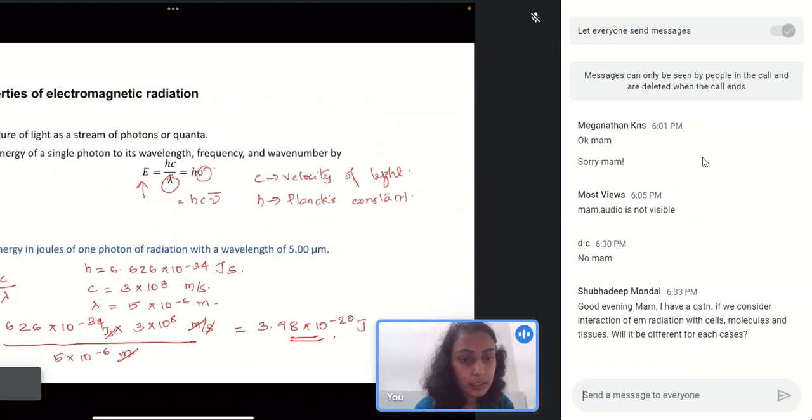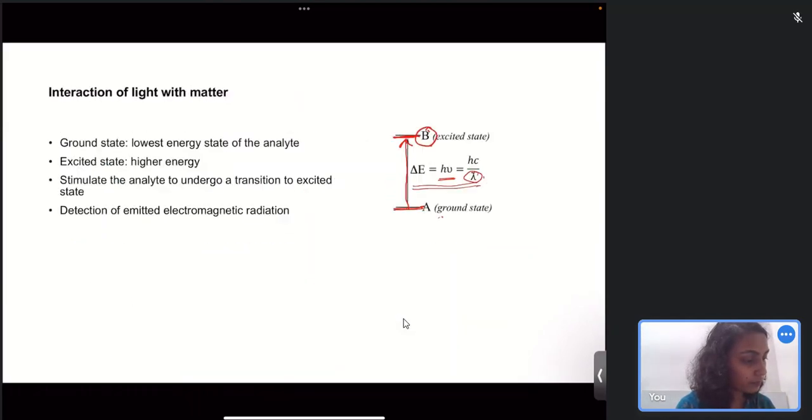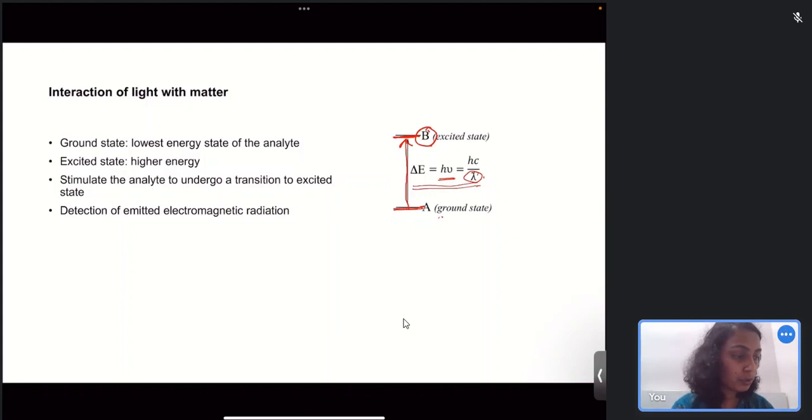If we consider interaction of electromagnetic radiation with cells, molecules, tissues, will it be different for each case? So yes, depending upon how different your matter is, the interaction is going to be different. Depending upon what matter you are going to look at, the ground state and the excited state will be different.